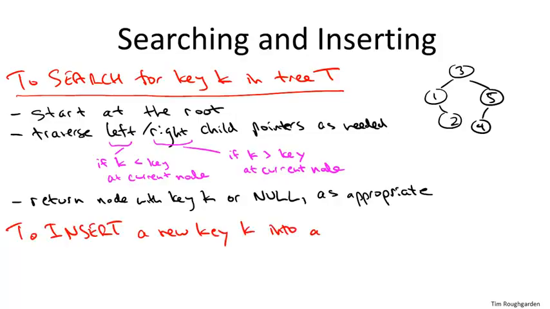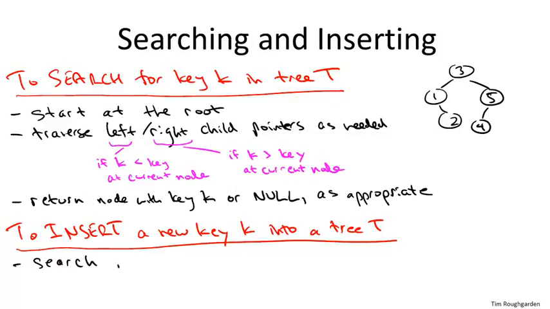What's going to happen when we search for 6, we follow a right child pointer, we go from 3 to 5, and then we try to follow another one and we get stuck. There's a null pointer going to the right of 5. Then when this unsuccessful search terminates at a null pointer, we just rewire that pointer to point to a node with this new key K.